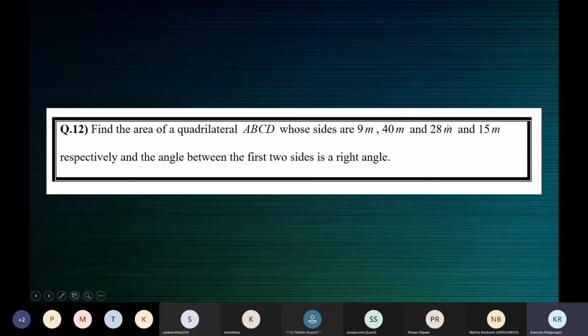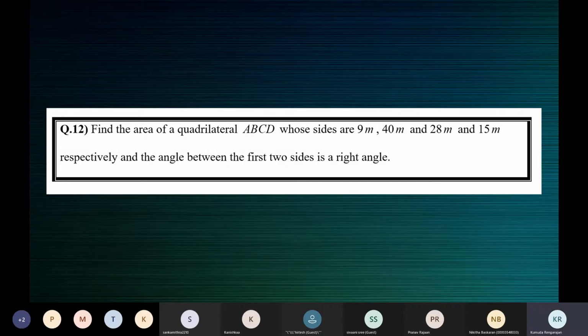So ABCD is a quadrilateral. You know all the four sides of the quadrilateral, and the angle between the first two sides is a right angle. The figure is not given to us, children. We need to read the question and make the figure ourselves. You need to draw a rough sketch in order to find the area of the quadrilateral.